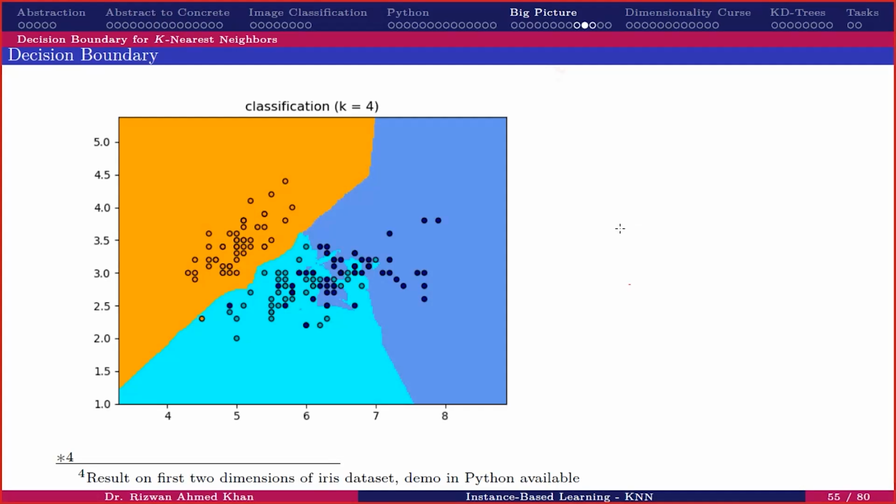Usually k is odd, but for this demo I just took k equal to 1, 2, 3, 4, 5, 6 in sequential order. But generally for practical systems, k is usually odd.